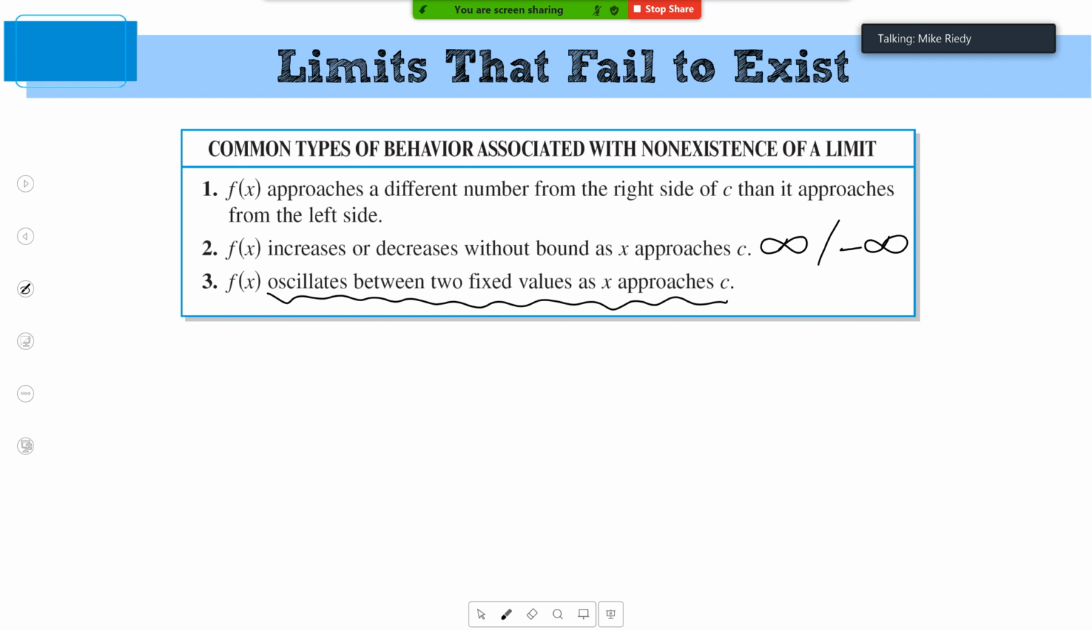That ball, as it bounces up and back, is oscillating in that scenario. You hold a spring with a weight on it, you pull the weight down and let it bounce back and forth, it oscillates. So we're going to look at an oscillating function. This is not very common, but it is worth mentioning because it's one of those reasons that'll cause a limit to fail.